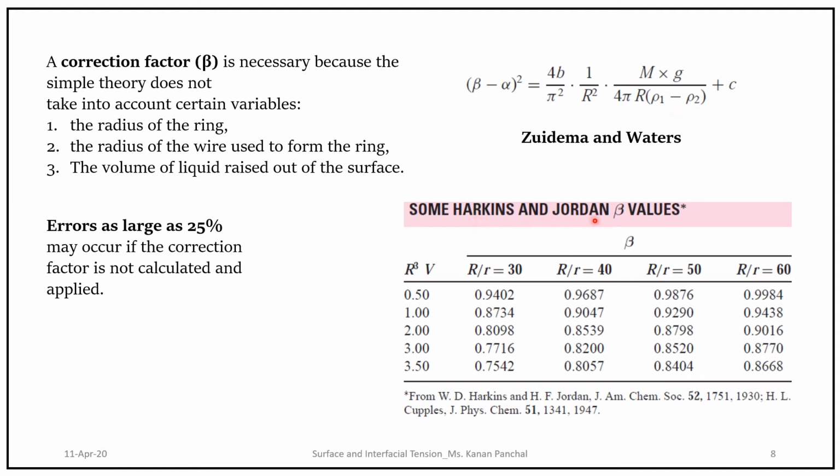Whereas Harkins and Jordan have given standardized value of beta based on the radius of the ring. Small r is the radius of the wire used to make the ring and V is the volume of the liquid raised out. So when you know the values of r cube by V and R by r, you thus obtain the value of beta.